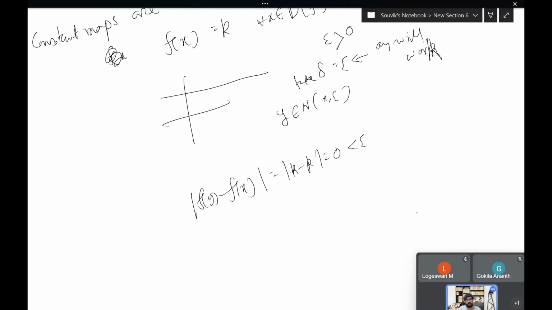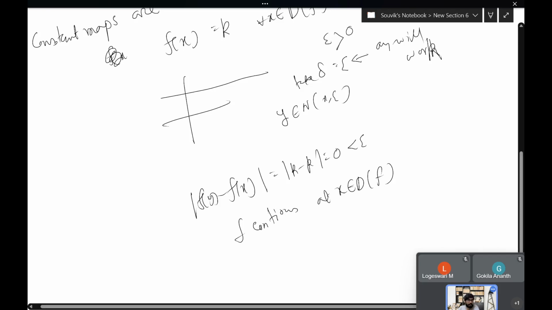So f is a continuous map, since mod f(y) minus f(x) equals mod k minus k, which is 0, which is less than epsilon. So f is continuous at x belongs to the domain of f.